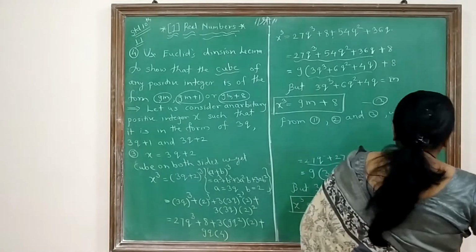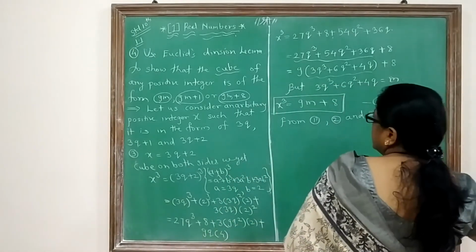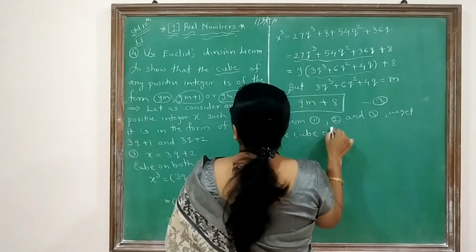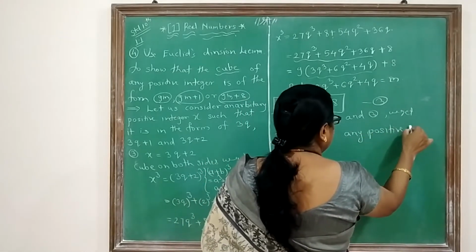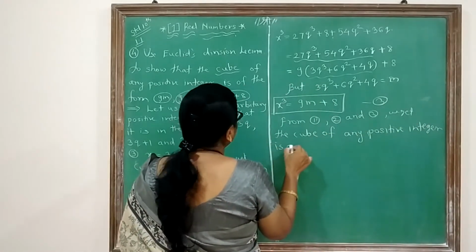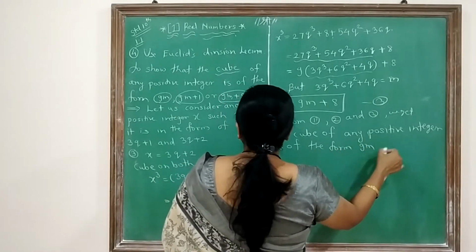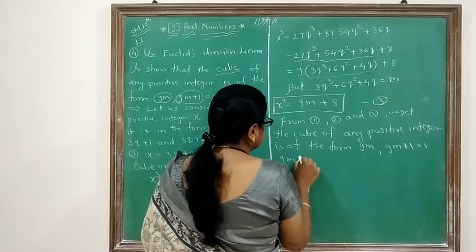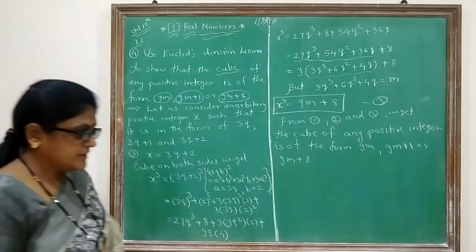Here you will write the complete sentence: we get the cube of any positive integer is of the form 9m, 9m plus 1 or 9m plus 8. And this is your question. Then see the next example.